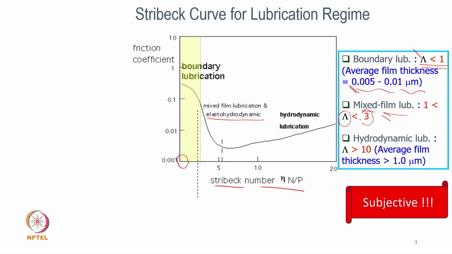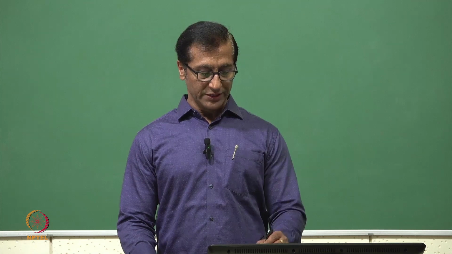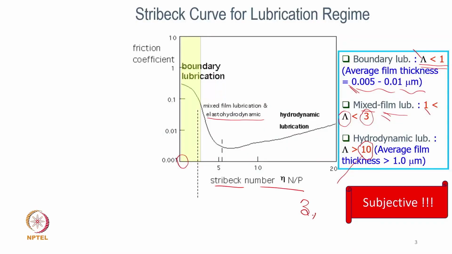Again, this parameter, up to 3, is also subjective. Some books say that mixed lubrication will happen between 1 to 2, or specific film thickness more than 1 but lesser than 2. Again, for hydrodynamic lubrication, we are writing that the specific film thickness needs to be more than 10, but that is again subjective. In some books they write this as 3, some books they write 5, some books they write 10. So it is subjective.